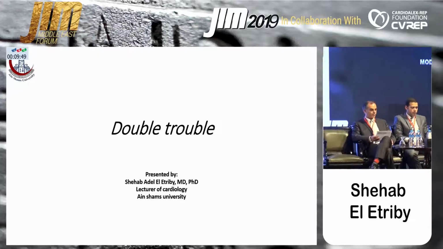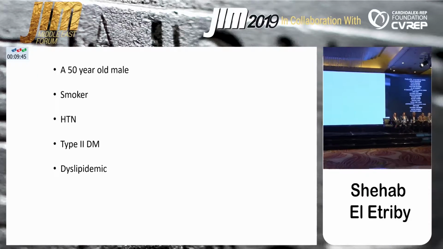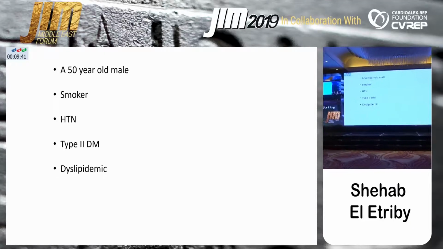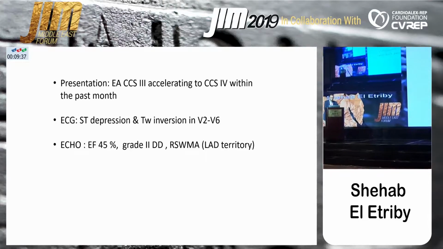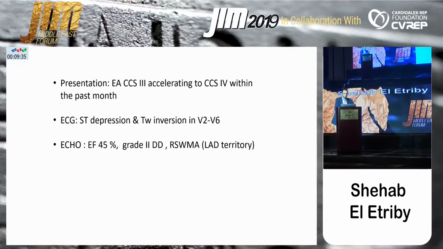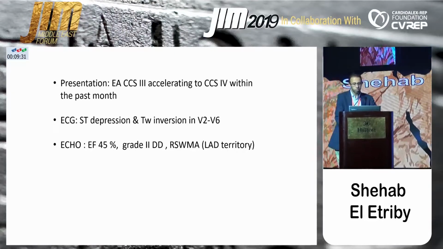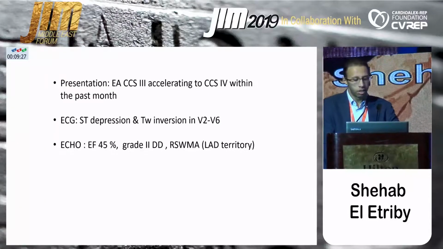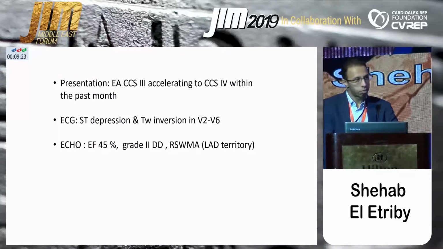So just start with the case. He's a 50-year-old male, a smoker, hypertensive, type 2 diabetic and dyslipidemic, presented with non-STEMI. He had an accelerating angina to class 4 within the past month. He presented with an ST depression and T-wave inversion in V2 to V6 with segmental wall motion abnormality in the LAD territory and ejection fraction of 45%.